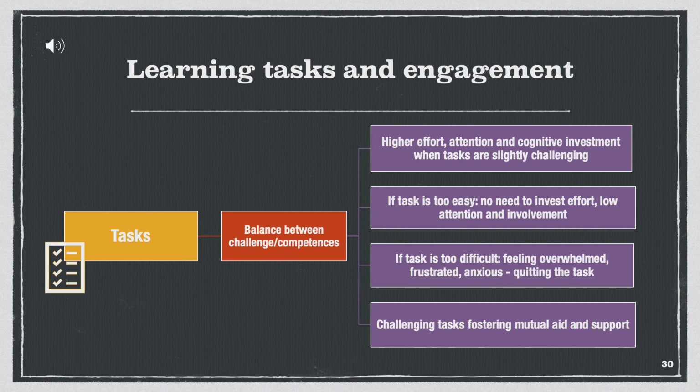If tasks were too easy, they didn't need to invest much effort, so they also displayed low attention and involvement. Whereas if tasks were too difficult, they could feel overwhelmed, frustrated, anxious, and more willing to quit the task altogether. We also found that when tasks were slightly challenging, students were more willing to help each other, and so this fostered a sense of supportiveness. So we could see how this balance between challenge and competences was key to these multiple dimensions of engagement.